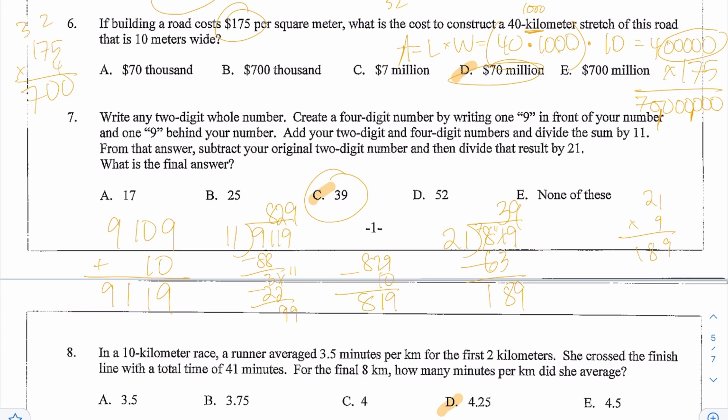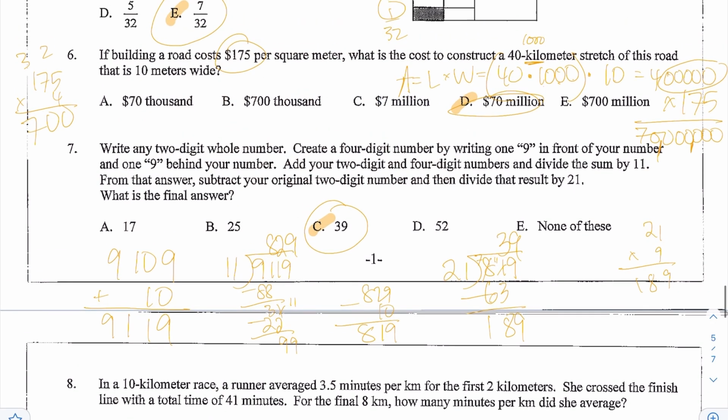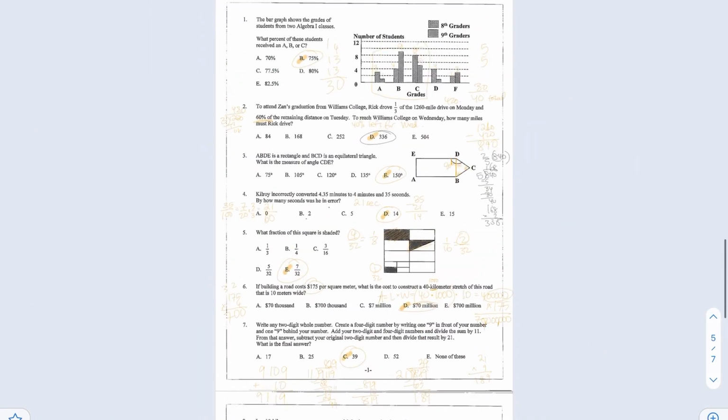So I'm assuming no matter what you choose, you'll always get 39 as the answer, which is pretty cool. All right, and here's a summary for this page.